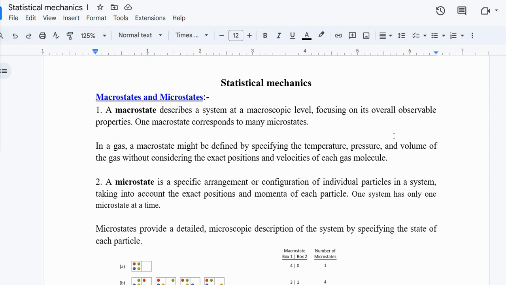Today we'll discuss macrostates and microstates of statistical mechanics. First we'll discuss their definitions, and then we'll have some examples on macrostates and microstates.